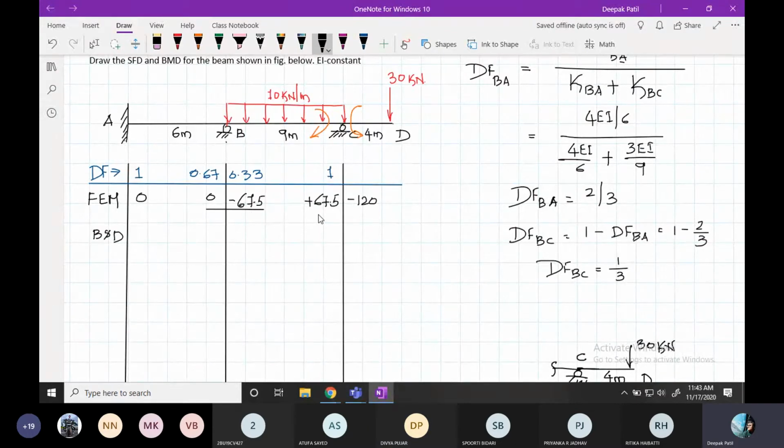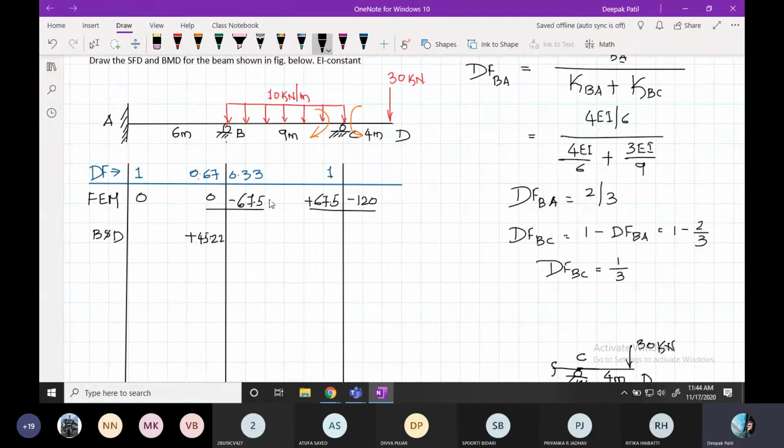Will you balance this one? Minus 67.5, plus 67.5 and minus 120. Will you balance this one? Yes, so you have to underline these two also. Now the net moment at B is minus 67.5. To balance that, how much will you apply? Plus 67.5. So plus 67.5 into 0.67, you'll get plus 45.22.